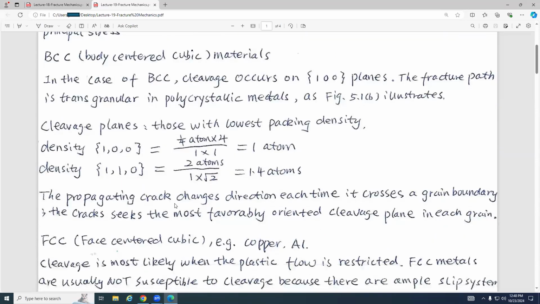So the propagating crack changes direction each time it crosses a grain boundary, and the crack seeks the most favorably oriented cleavage plane in each grain. Do you guys agree with that? Yeah, using the principle of minimum potential energy, they always seek the path that requires the minimum energy to break.